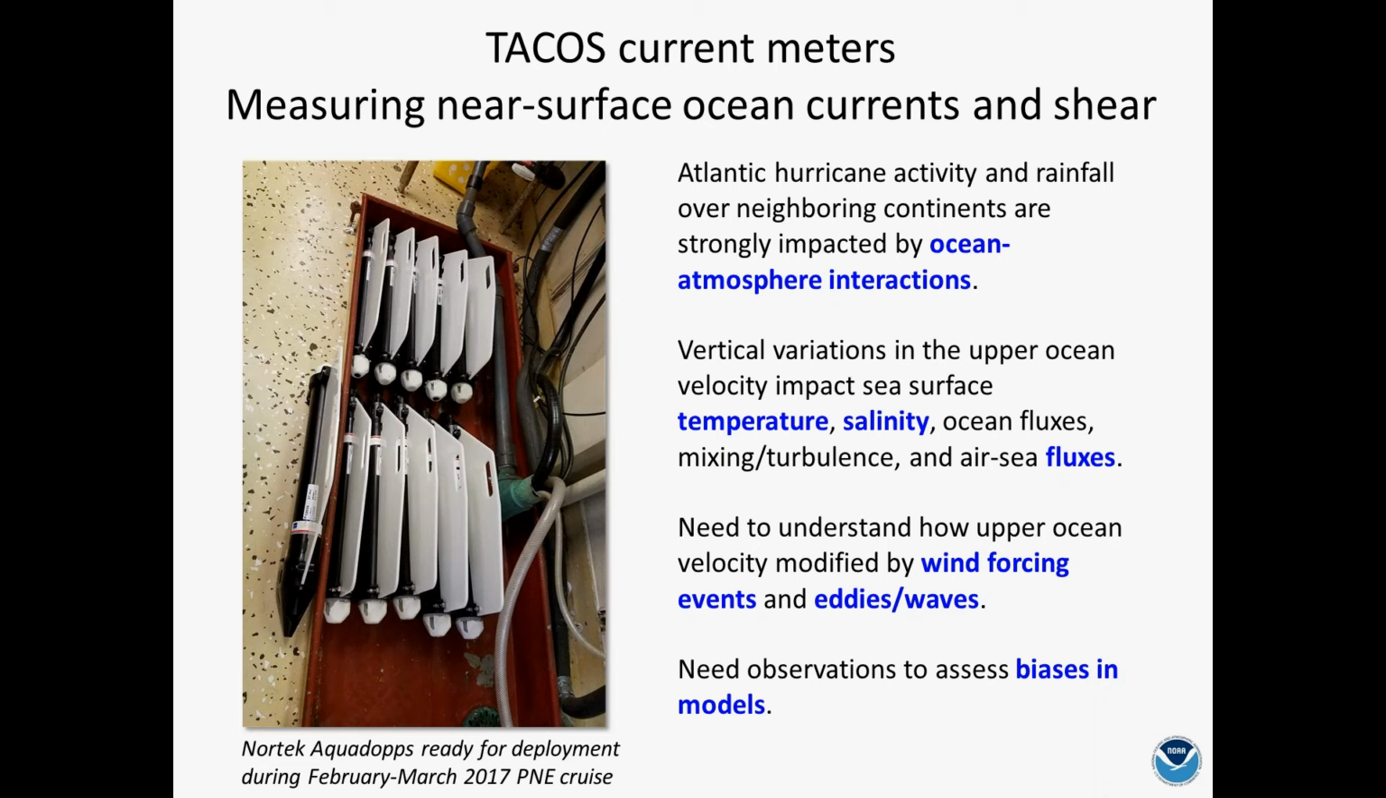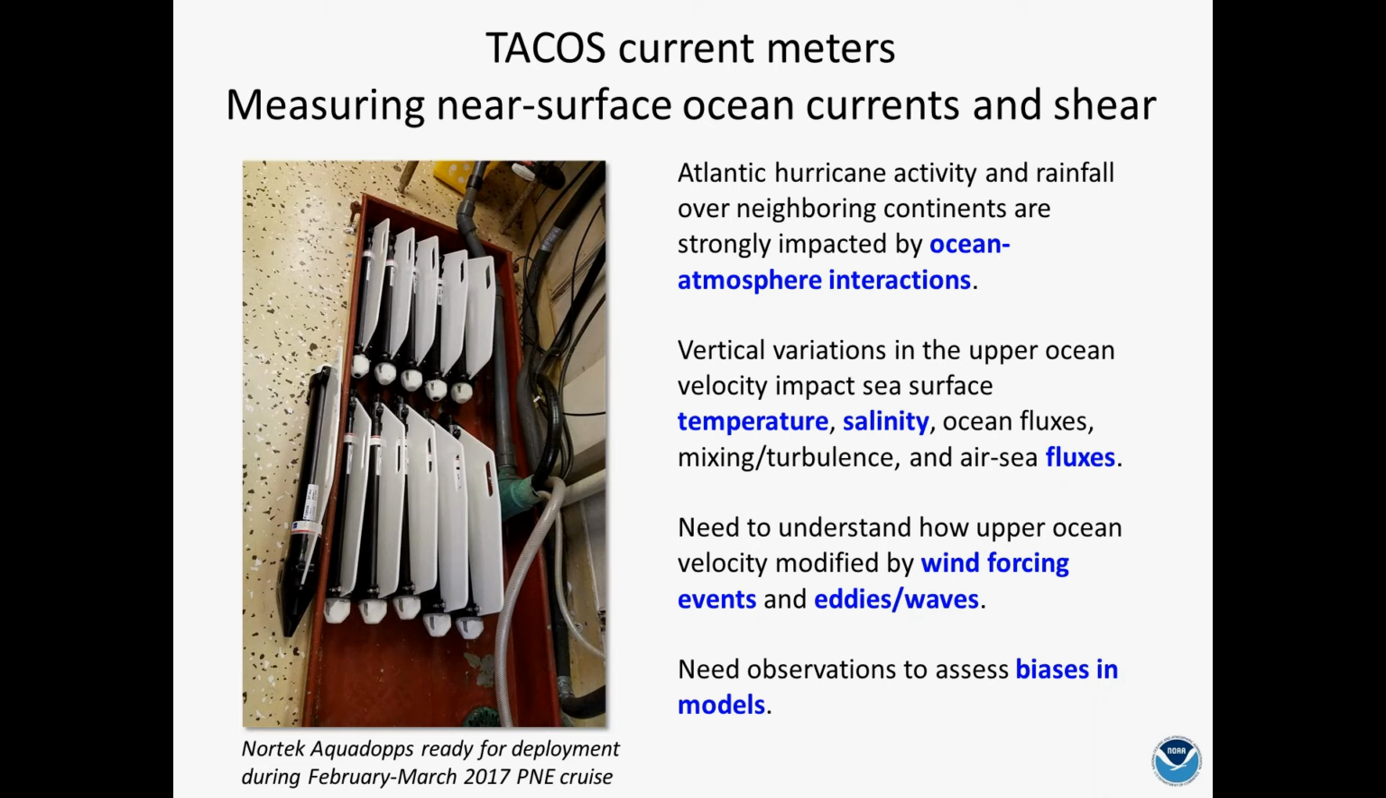So to be able to better understand those ocean-atmosphere interactions, we want to know what the vertical variations are in the upper ocean velocities, because they can impact upper ocean temperatures, salinities, ocean fluxes, mixing, turbulence, and air-sea fluxes. So if you want to understand ocean-atmosphere interactions, velocity variations and how they vary with depth are important.